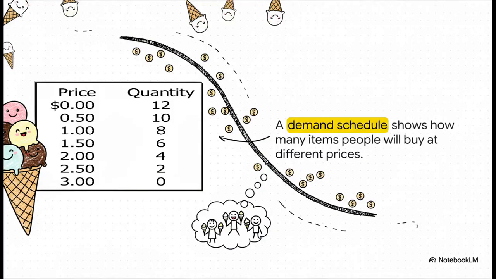And we can actually put some hard numbers on that idea. This table you're seeing here, this is a demand schedule. Just look at it. If an ice cream cone is totally free, people want 12 of them. But if that price jumps to $2, they'll only buy 4. You can see it right there, a really clear, predictable pattern.